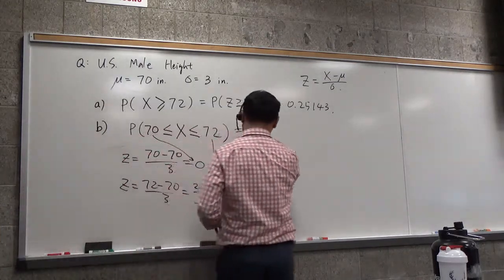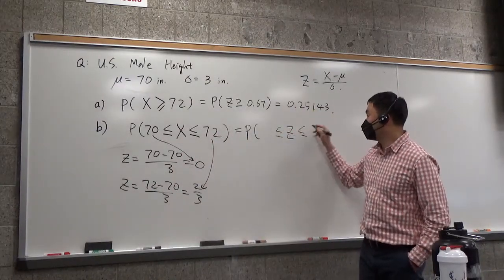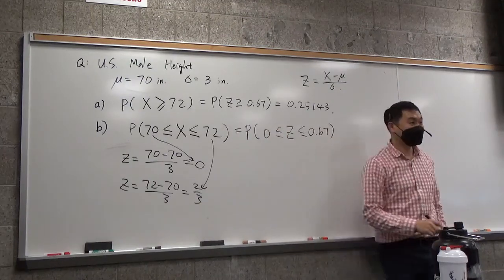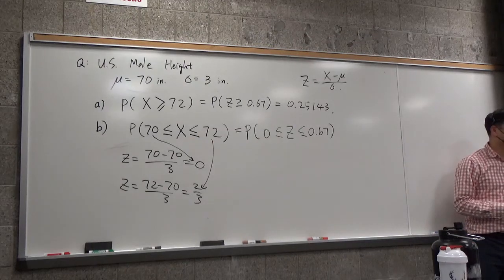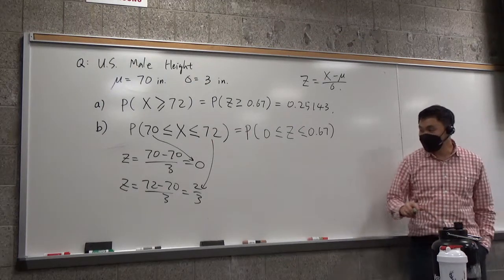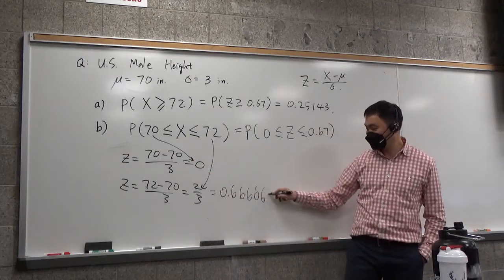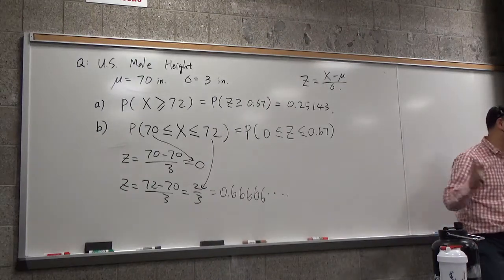So that means this is the probability of z between 0.67 and 0. Okay? Yes? You're getting the 0.67 from 2/3 by just rounding. Yeah. So this is really 0.66666, like that. And then our table only has 0.67, so I'm just using the nearest.